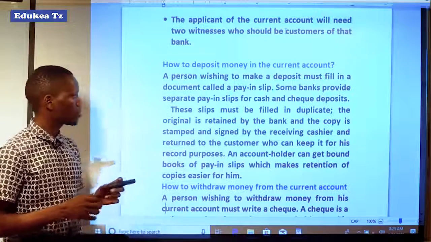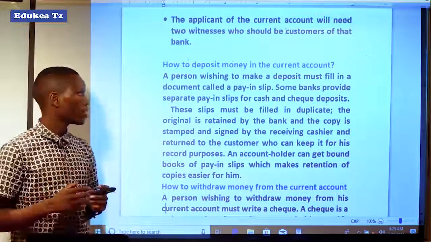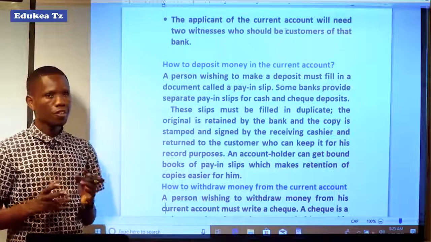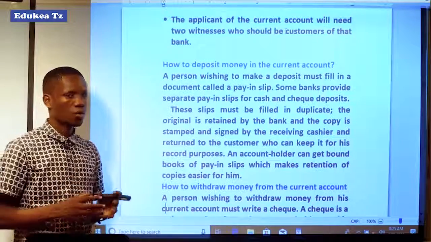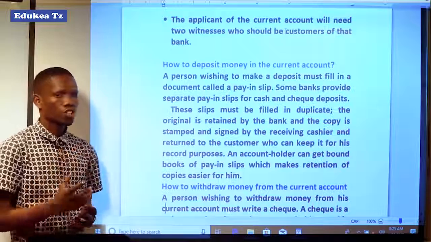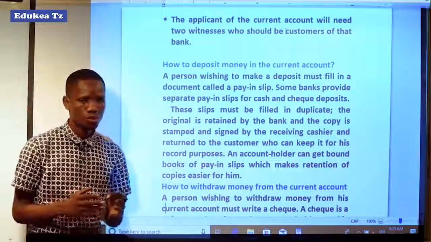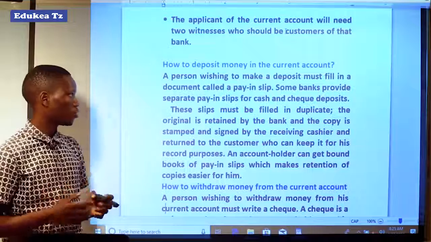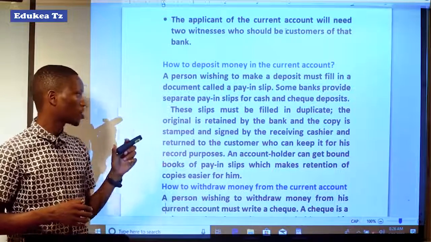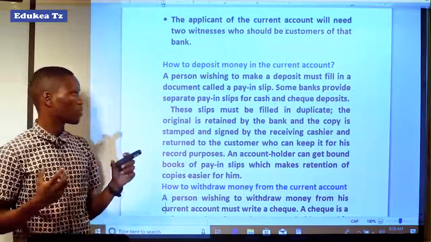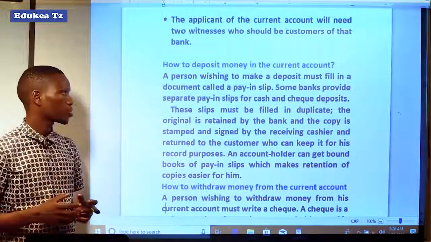A person wishing to make a deposit must fill in a document called a pay-in slip. So a person must fill in the document that is called a pay-in slip. So this pay-in slip guides how to initiate or to create this current account for a new customer who has got the qualifications to introduce the current account. Now, some banks provide separate pay-in slips for cash and check deposit. So we know that there are different types of.